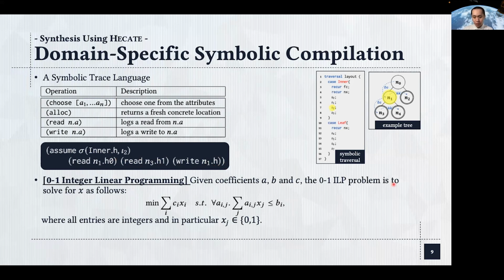Also, for the efficient constraint system, we further convert the generated SMT constraints into ILP constraints. The integer linear programming setting used in our case is essentially optimizing a linear combination given certain constraints. You will see a concrete example in the next slide.